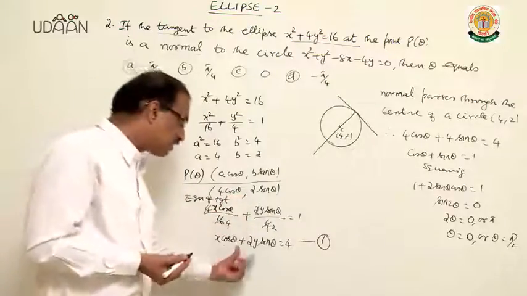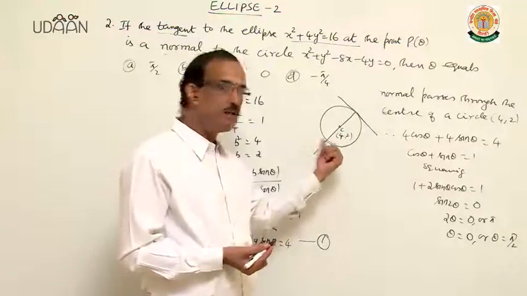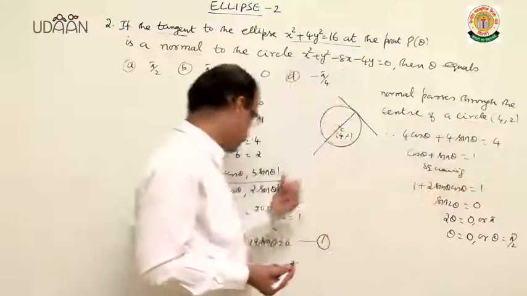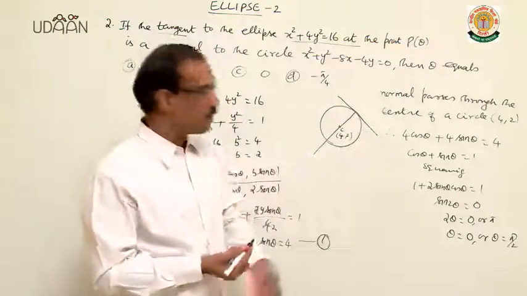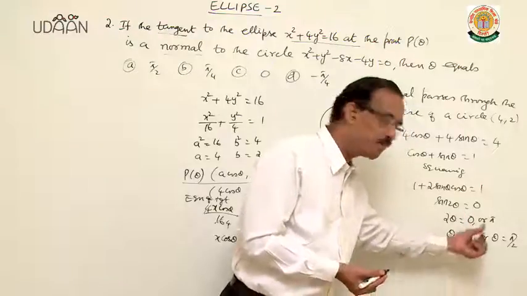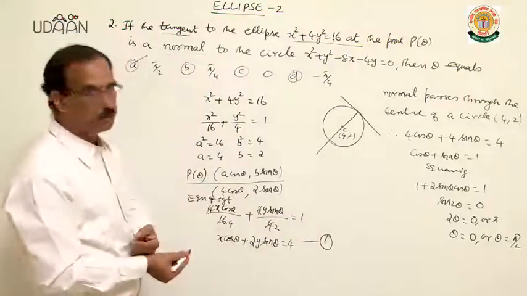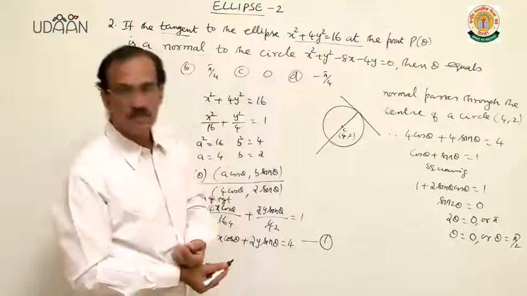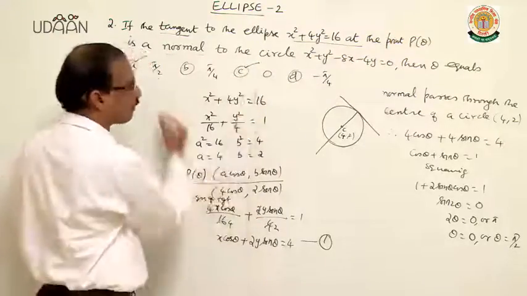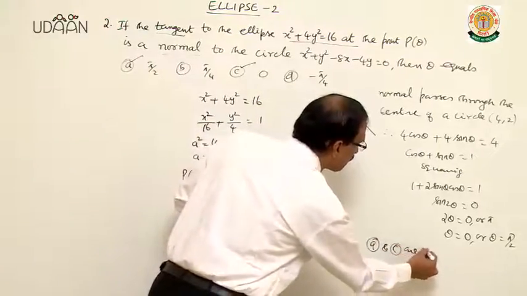After that, this tangent is a normal to this circle. That normal must pass through the center of the circle. So the center of the circle is (4, 2). Therefore, this equation satisfies that point. If you satisfy that point, from there we get the value of theta as 0 and then pi by 2. Now you see your options. A is pi by 2 and C is 0. That is also a solution. So these are the two options. So A and C are the correct options.